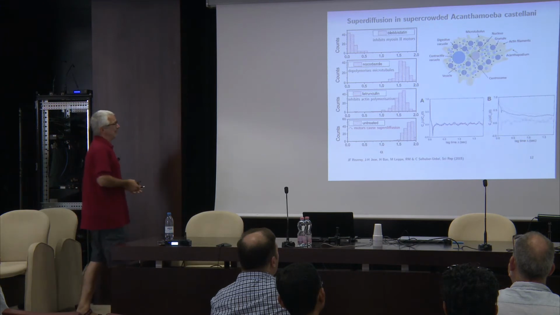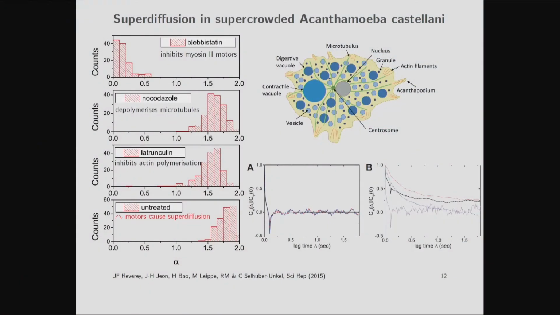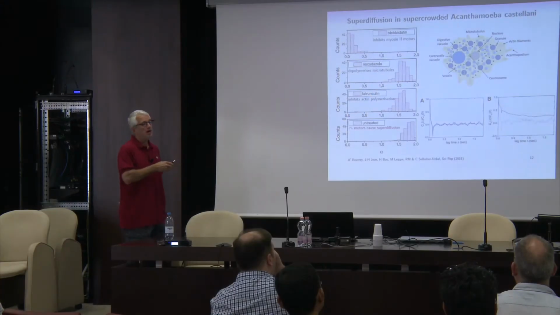What happens when we look at active systems where motor-driven motion plays an important role? These are experiments by Christine Selhuber in Kiel, and she's looking at very nasty amoeba cells. They're very, very complicated. You have the nucleus here, you have all kinds of vacuoles, and she's looking at the motion of these smaller inclusions.